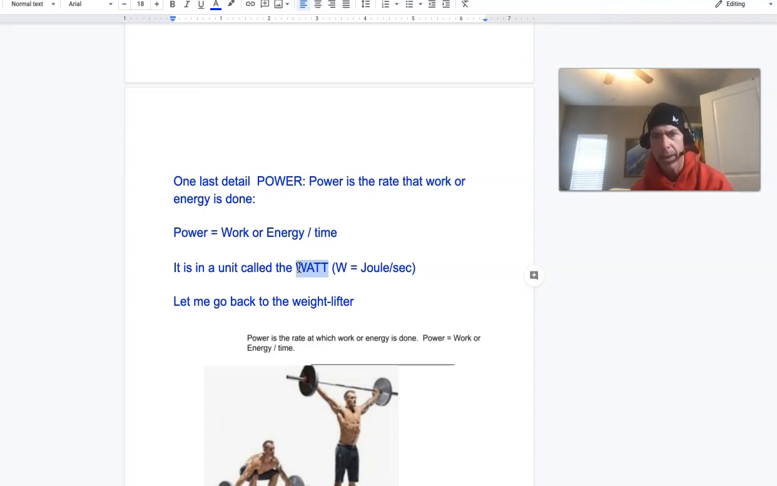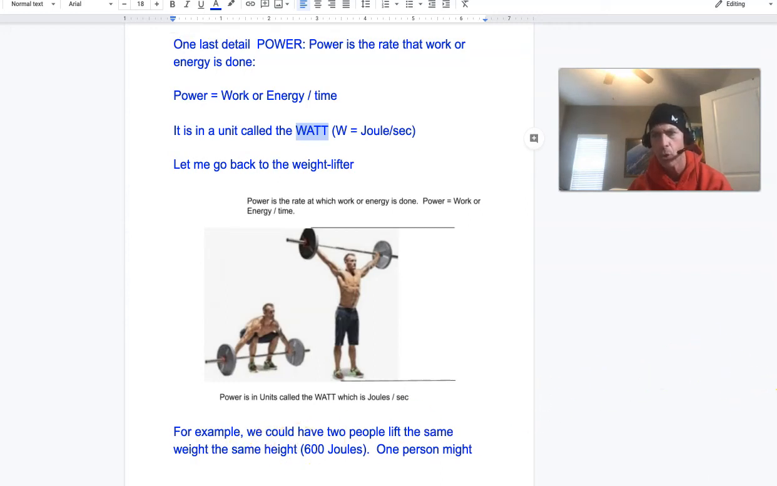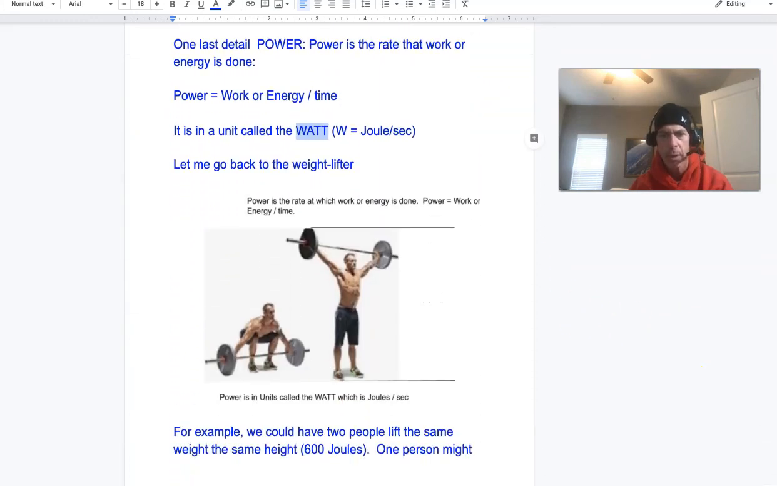So let me give you an example here. Let's go back to the barbell. So maybe we have two people lifting this barbell. They're lifting the same weight, and let's say they're lifting the same height. And we said that that was 600 joules worth of work or energy, if they take the 300 newton barbell and lift it 2 meters. So both people exert the same amount of work, and the barbell has the same amount of energy.